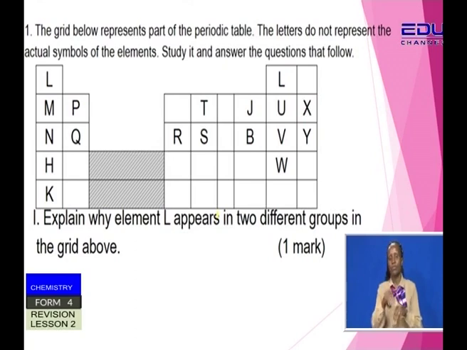And here, as you can see, you are given the periodic table. You are given a section of the periodic table with several letters, letter L, letter M, P, Q, N, H, all the way up to Y. So let's try to unpack the expectations of this particular question.